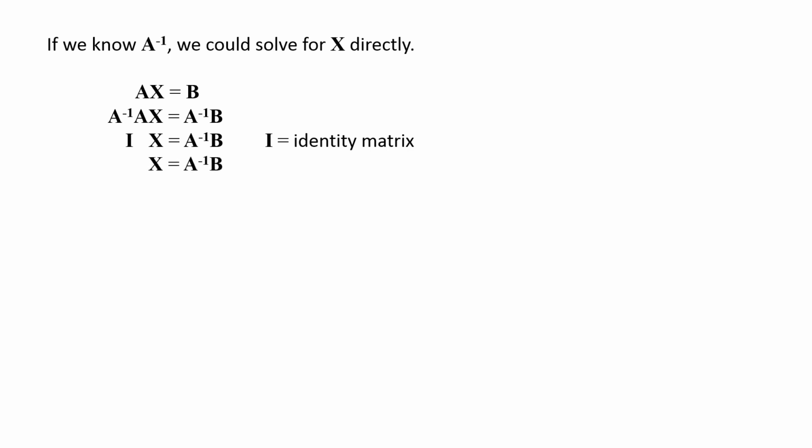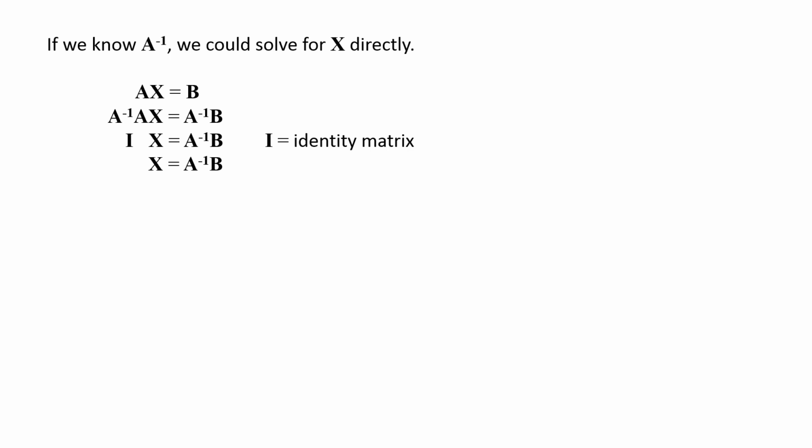Another method for solving AX equals B involves using the inverse of matrix A, which is denoted by A raised to the -1 power. We start with AX equals B and multiply both sides of the equation by the inverse of A. On the left side of the equation, the inverse of A times the matrix A is equal to the identity matrix. The identity matrix times any vector is simply the vector itself. So the equation becomes x equals the inverse of A times B, and we can use matrix multiplication to solve for x directly.